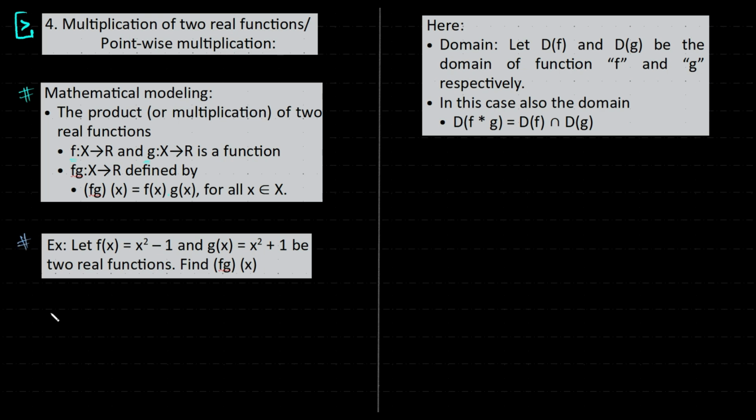So if we have to solve this, (fg)(x), f(x) is equal to x square minus 1 and g(x) is x square plus 1. Two real functions, not numbers. Then (fg)(x) is nothing but f(x) into g(x). So as usual, we'll substitute and further simplify. So this is x square minus 1 and this is x square plus 1.